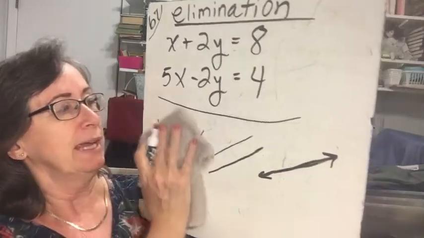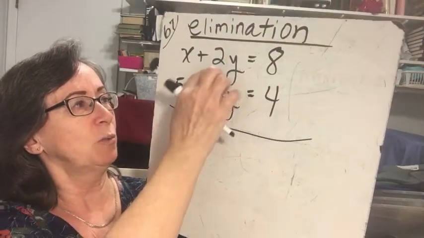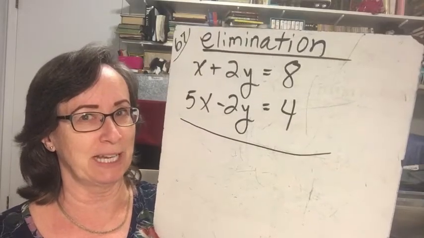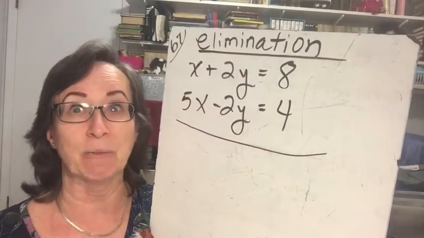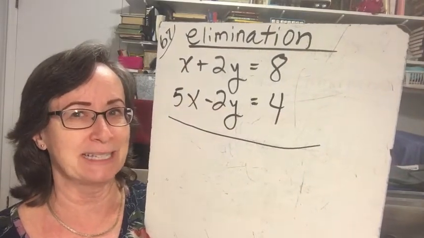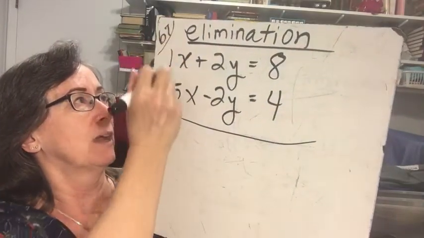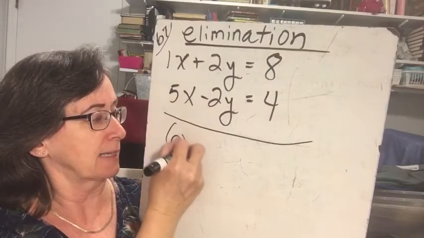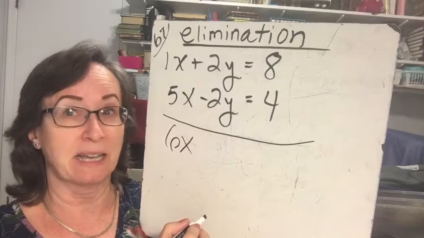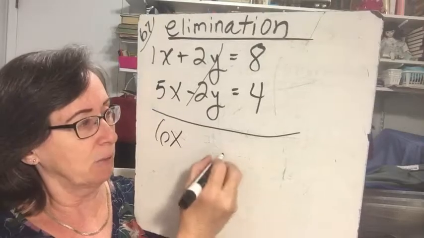All right, so in this system that we have up here, we have a 2y and a -2y. So this one is all set up for elimination. When I say elimination, I mean getting rid of one of the variables. What if I just add the 2 lines together, just like they are right now? X is really 1x, isn't it? 1x plus 5x is 6x. 2y minus 2y, or plus a -2y, is just 0. So these are going to cancel and go out.